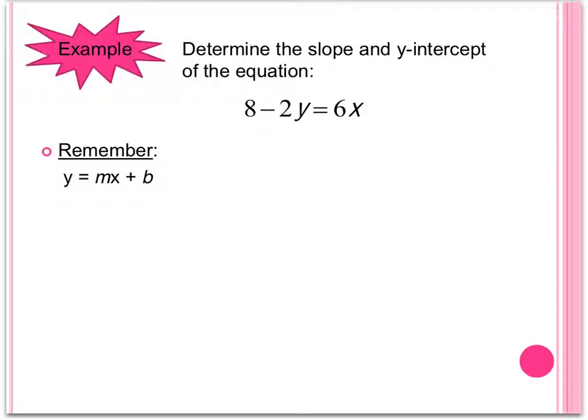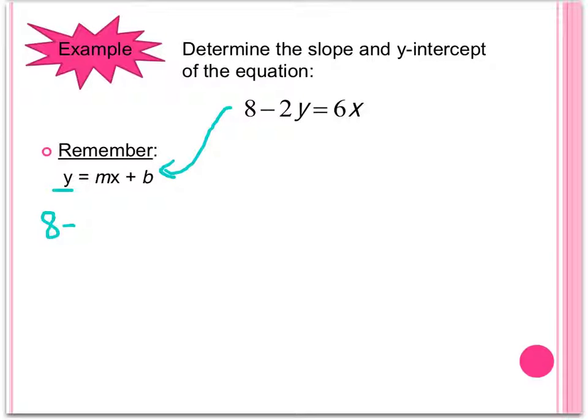Another example, when we determine the slope and y-intercept of the equation 8 minus 2y equals 6x, we need to first write this in our slope-intercept form. And I've written that to the left. y equals mx plus b. In the slope-intercept form, the equation is solved for y. So our first step is to solve our given equation for y.